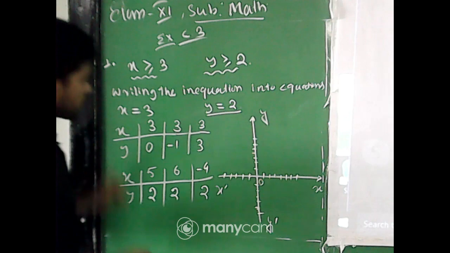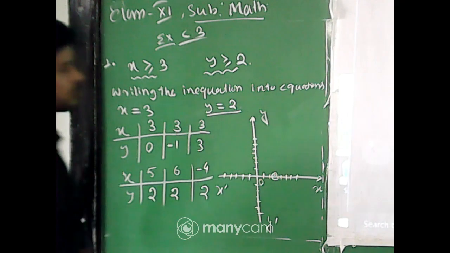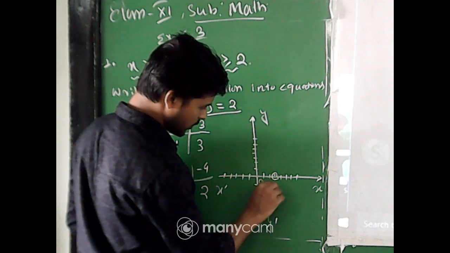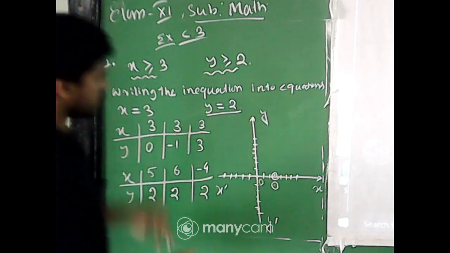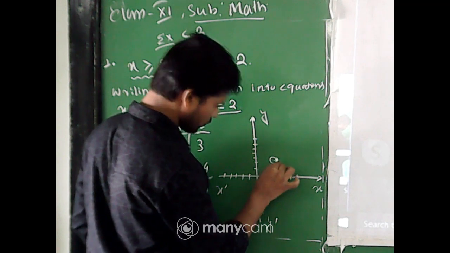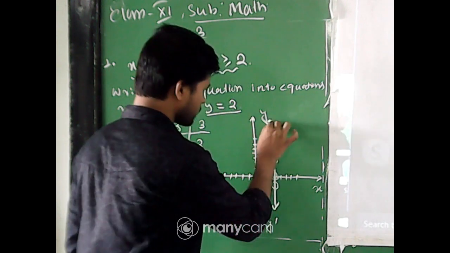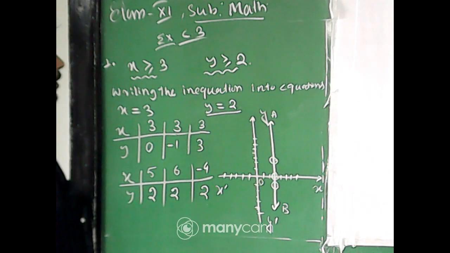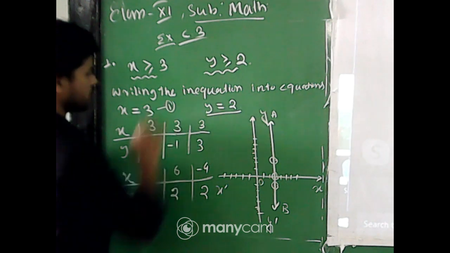Okay, now put (3, 0). So 1, 2, 3, 0, so (3, 0) will be this point. Next is (3, -1). So 1, 2, 3 and minus 1 means the negative direction of y. So this is (3, -1). And the second point is (3, 3): 1, 2, 3 and 1, 2, 3, so it will be here. Now join them. If I join them, we have a straight line. Give it the name AB. So AB is the line representing equation number 1.